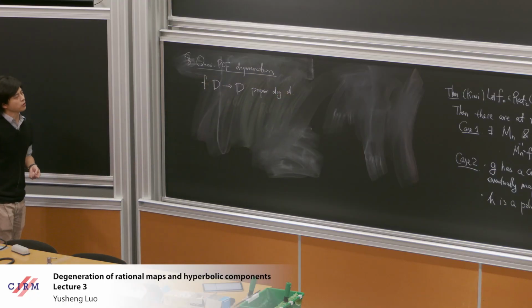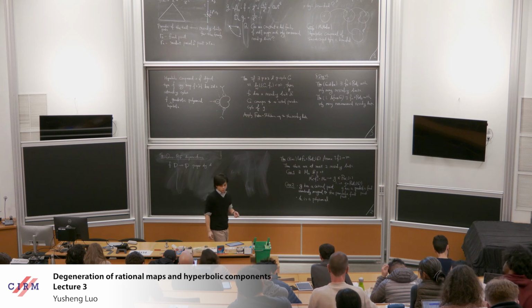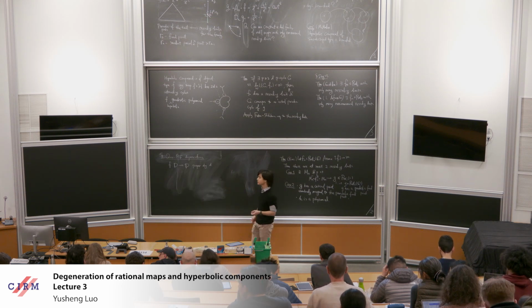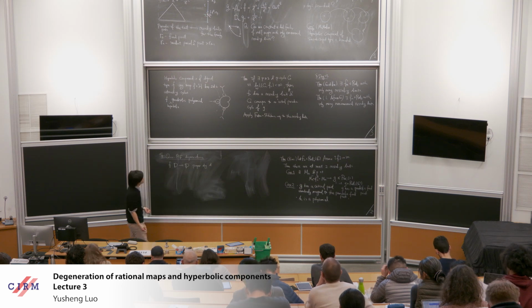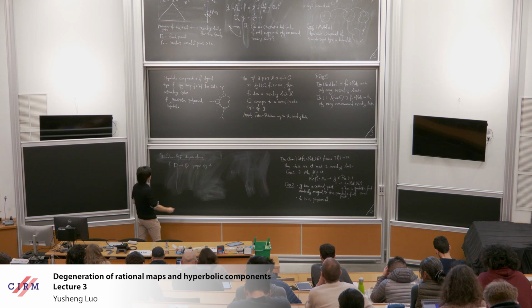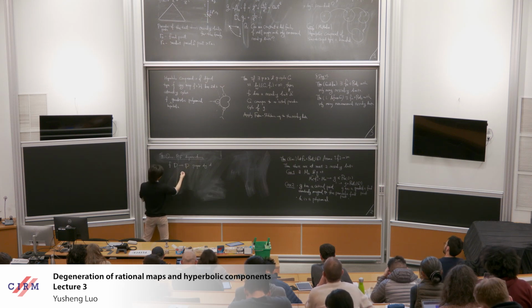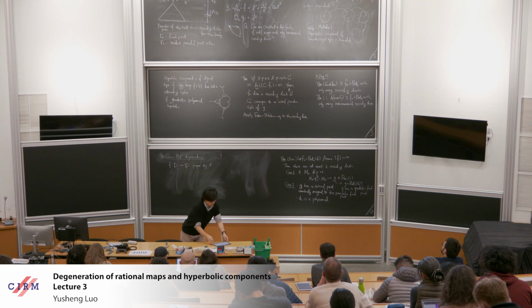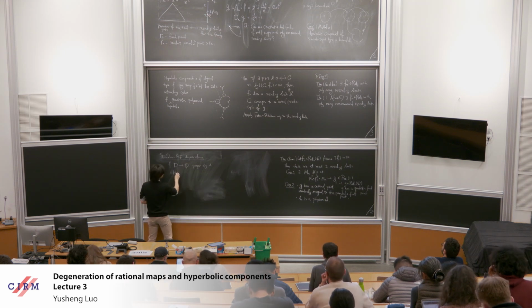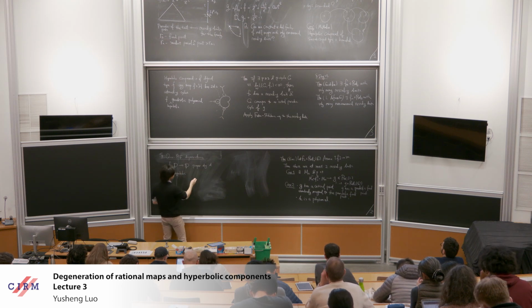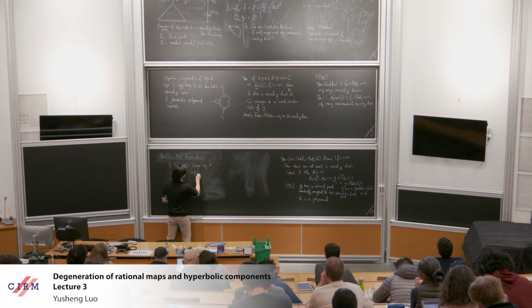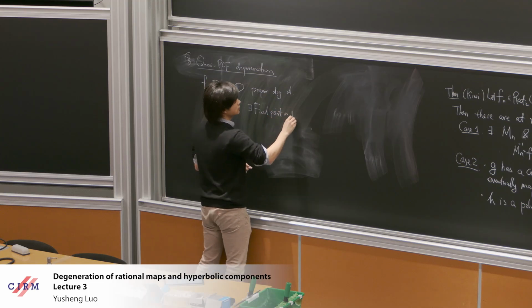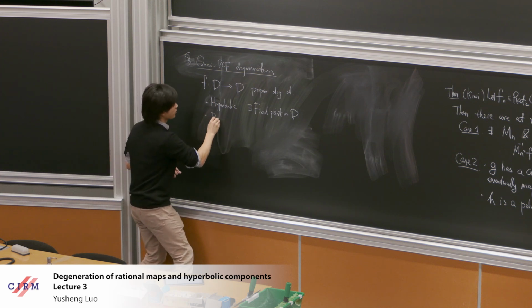So we are going to look at some proper holomorphic maps of degree D on the unit disk. And there are really three possibilities to classify. There are only three types of such maps, by looking at the fixed point. The first type, I will call hyperbolic, and this corresponds to having a fixed point in the unit disk.